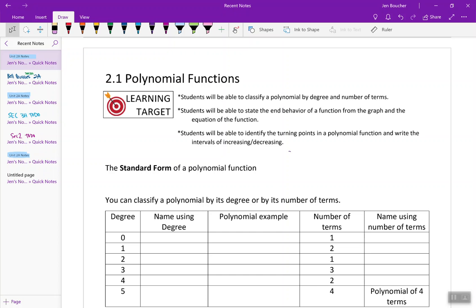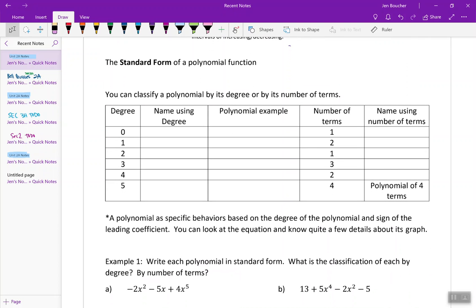Okay, so our 3 learning targets for today. At the end of the day, I hope that you can classify a polynomial. If I give you something like 5x to the 0, can you tell me what the name of that is by degree? And can you tell me what the name of that is by the number of terms? That's my goal for today. Or if I give you something like 2x plus 1, by degree, by number of terms.